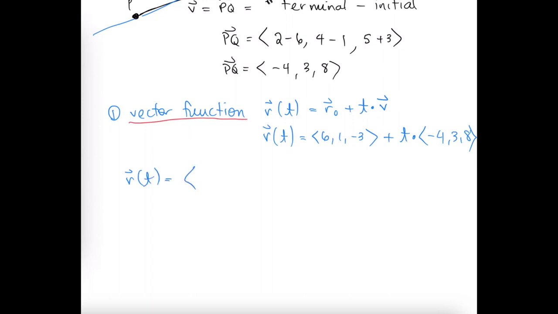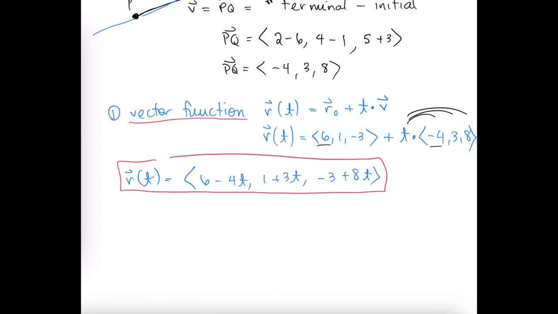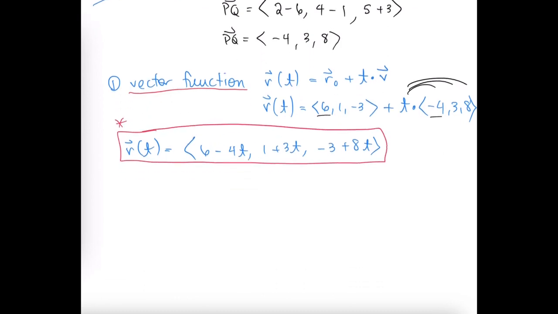So let's go ahead and, at the same time, distribute the t in, but also add these two vectors together. So our components are going to be 6 minus 4t is the x component of our vector function. 1 plus 3t is the y component, and negative 3 plus 8t is the z component. And here is what we will be calling the vector function of the equation of our line.